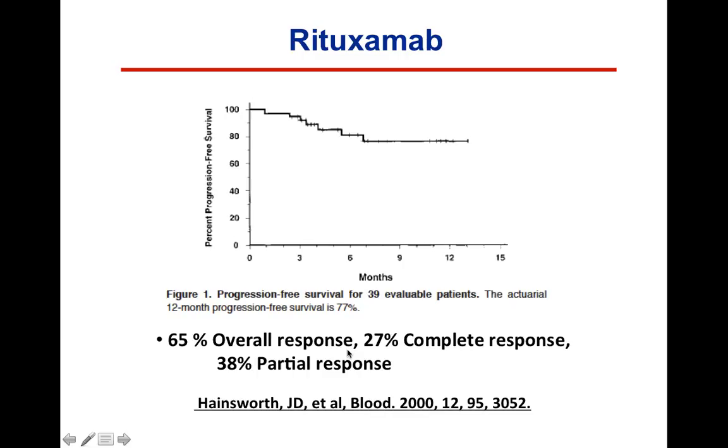That means they responded either partially or completely. 27% had complete responses. In other words, they appeared to be completely cancer-free. And 38% had partial responses in which some part of the cancer appeared to be eliminated, but not all of it. So that's pretty good. These kinds of response values are quite amazing, because that means you have about 20 to 30% of the patients being potentially cured.